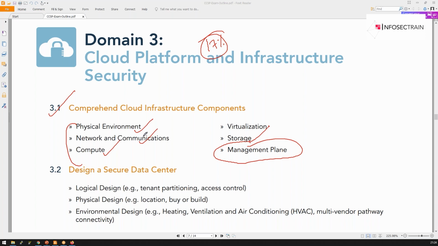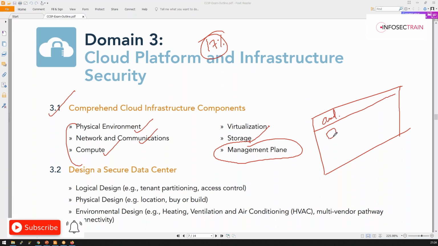Okay, why? Because in the management plane, let's say for example, you have a cloud console, right? In the cloud console, you basically have your VMs, your storage, your DB and everything in the cloud management plane. So if the AWS management console or the Azure management console or the cloud management plane is compromised, your complete infrastructure is compromised, right? So that is always a risk.